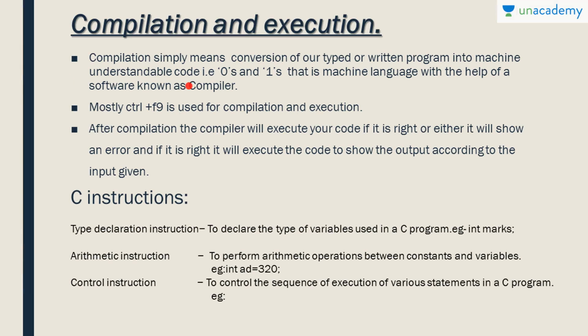Compilation simply means conversion of our typed or written program into machine understandable code. Actually, a machine understands binary language, which is the language of zeros and ones. So it is converted into zeros and ones, that is machine language, with the help of software known as a compiler. After compilation, the compiler will execute your code if it is right, and if it is wrong, it will definitely give you an error regarding that. This shows the output according to the input given by the user or the programmer, for your better conceptual understanding.